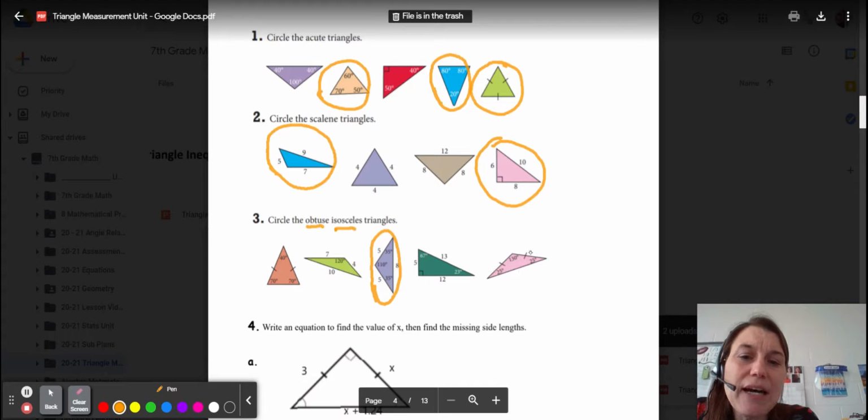When I look at the others, I know it's not this green one because it's obtuse, but it's not isosceles.